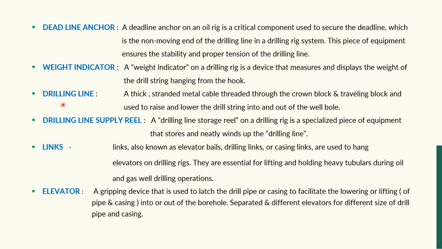Okay, drilling line. Drilling line is also called the drill line and also the wire rope. What is drill line? The drill line is a thick stranded metal cable threaded through the crown block and traveling block, and used to raise and lower the drill string into and out of the wellbore. A wellbore, well, it should be the well hole. Okay, this is the well hole.